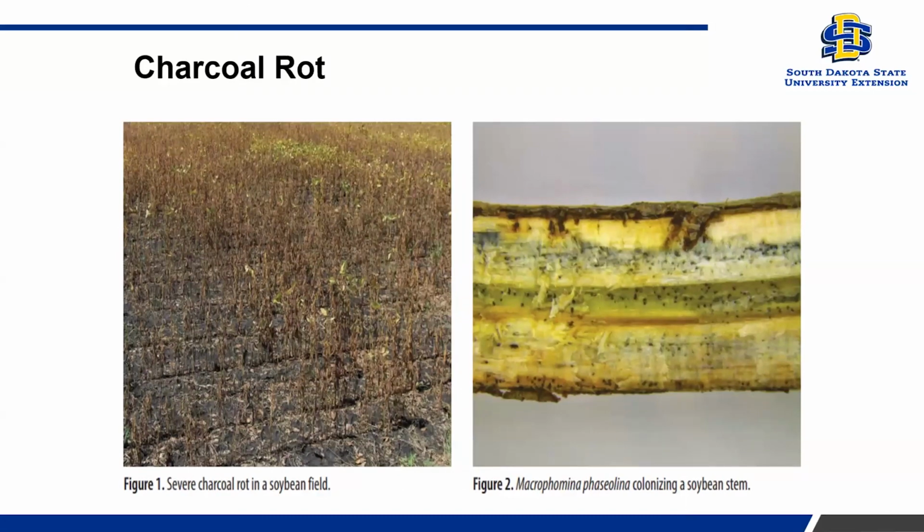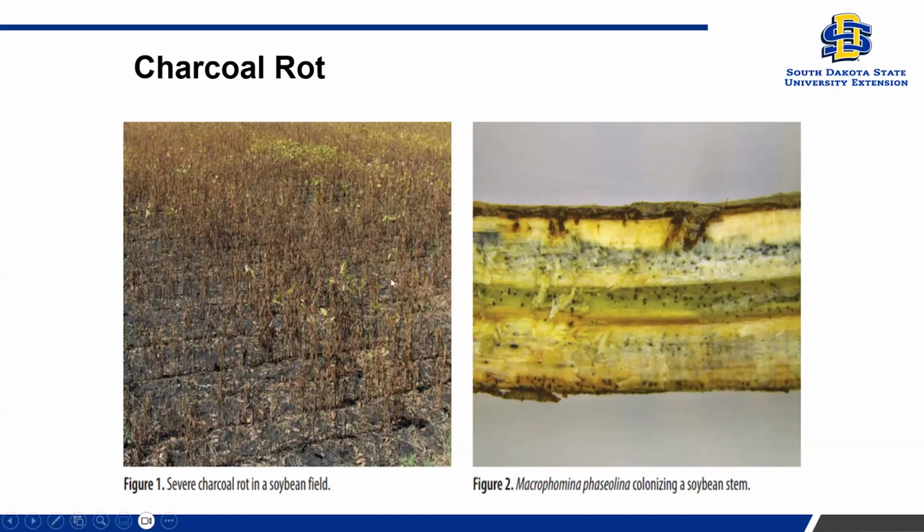Now I'm going to move into a couple of other diseases. Charcoal rot, this is one that many of you might have heard about the last couple of years. This disease thrives in drought conditions. This picture here is an example of a severely affected field with charcoal rot.